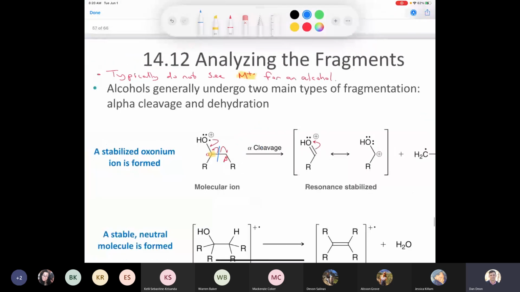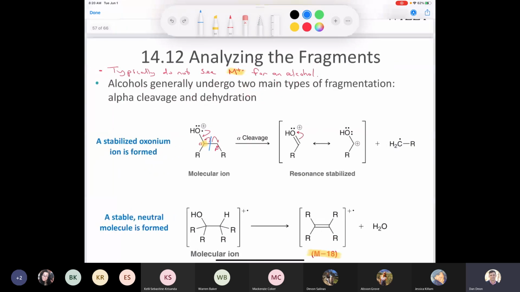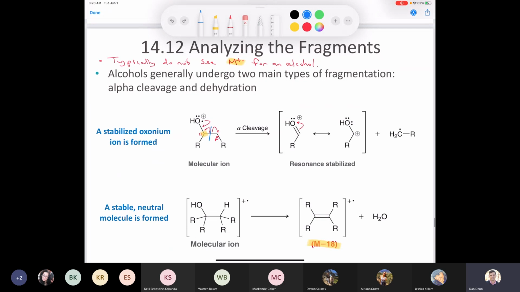And you can see that this side is the side that has the charge, so that's the side that's going to be detected. And this side has no charge, so that side is going to be undetected. But that's what you're going to lose. So you can oftentimes predict or identify the ions that are a result of alpha cleavage, and we're going to look at an example of that this morning.